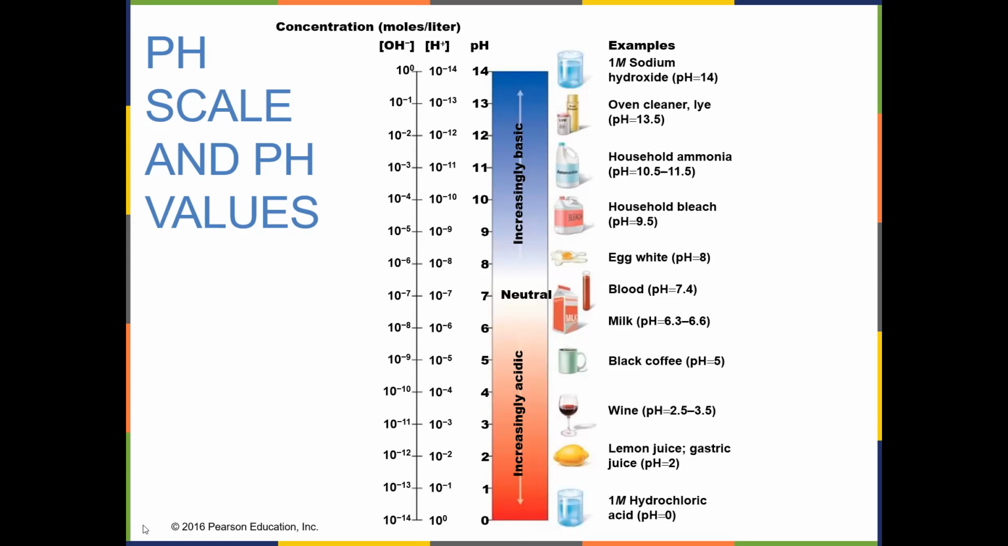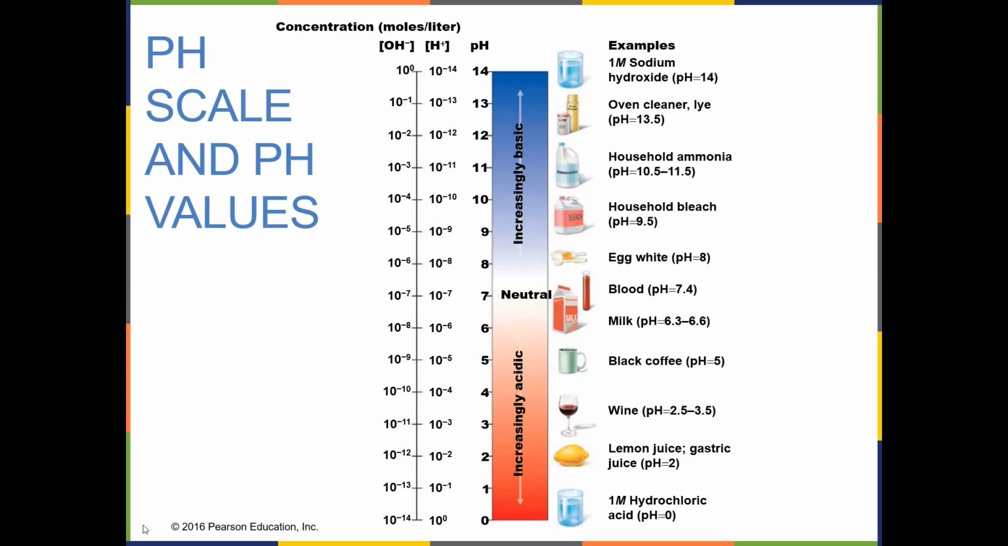To give you an idea of the pH of some things that we encounter on a daily basis: oven cleaner, a pH of 13.5, near the top of the scale, right below sodium hydroxide. Ammonia, pH of about 11. Bleach, around 9.5. Egg whites, if you had eggs today for breakfast, the whites have a pH of 8. Milk has a pH of about 6. Coffee, pH of 5. Wine, pH of 3. Lemon juice, 2. Hydrochloric acid, stomach acid, 0 or 1. So these are all things that we encounter on a daily basis.